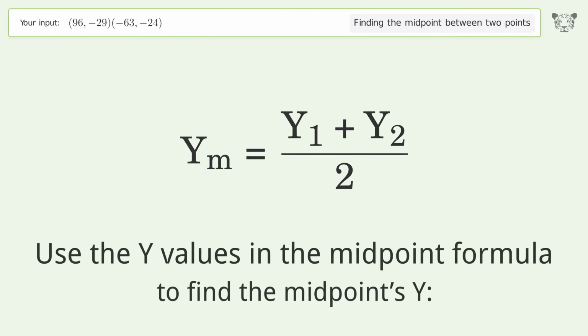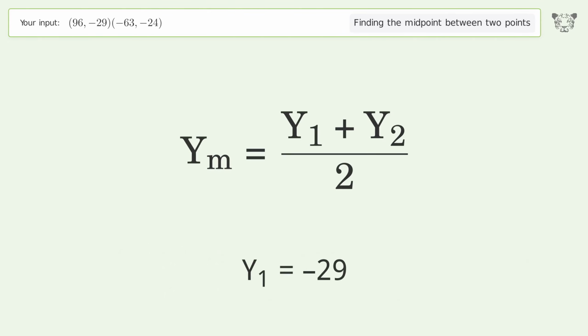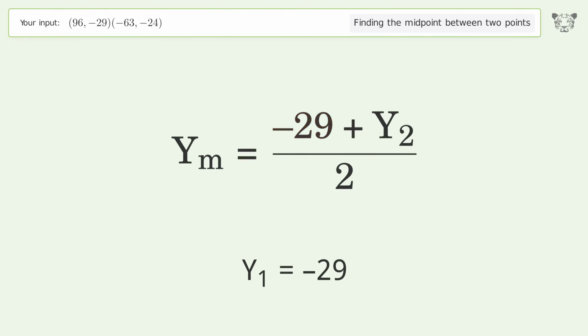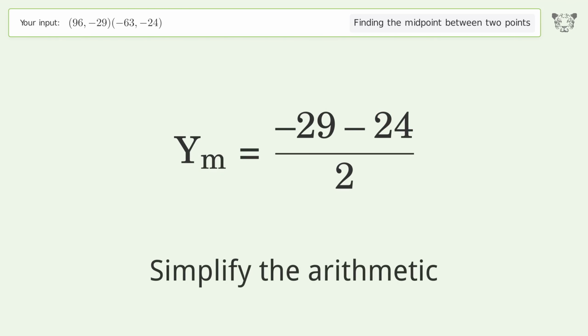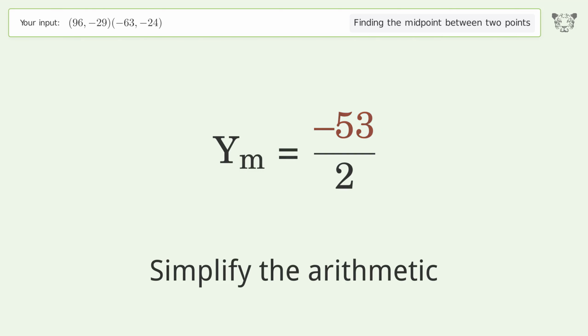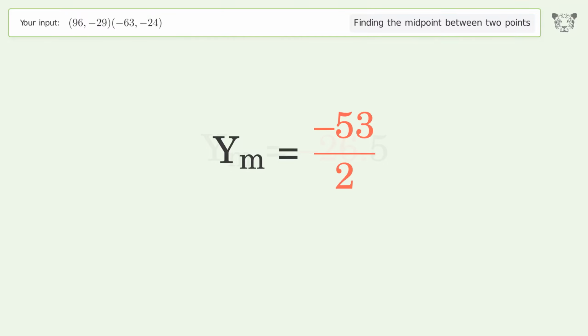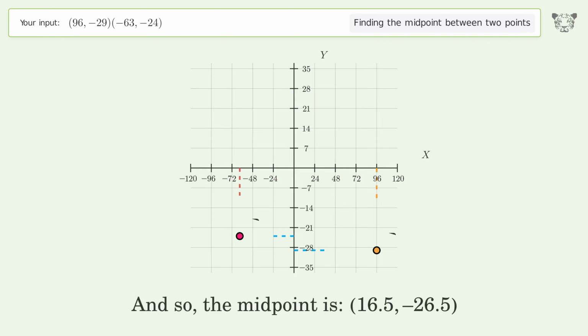Use the y values in the midpoint formula to find the midpoint's y. y1 equals negative 29. y2 equals negative 24. Simplify the arithmetic. And so, the midpoint is 16.5, negative 26.5.